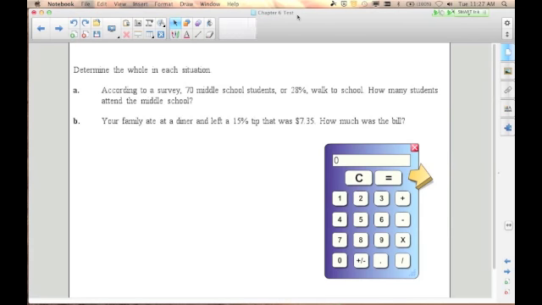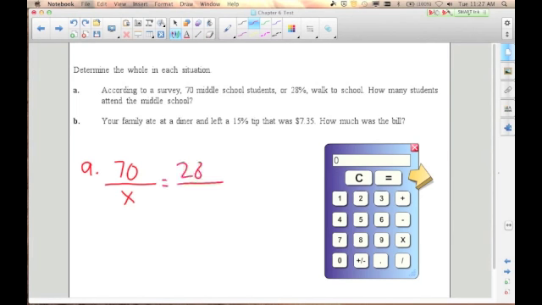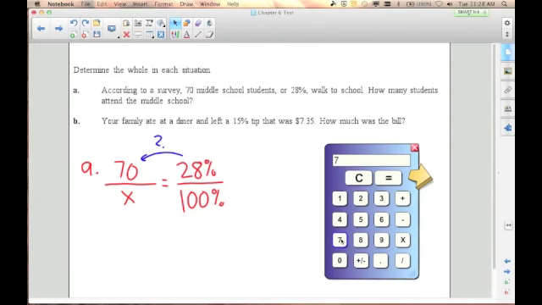All right, so for part A and part B here, we need to figure out what the whole is. We talked about putting the part over the whole and making it equal to the percentage over 100%. And those two ratios are going to be equal to each other. And so for this first one, we have 70 students, and that's equal to 28%.